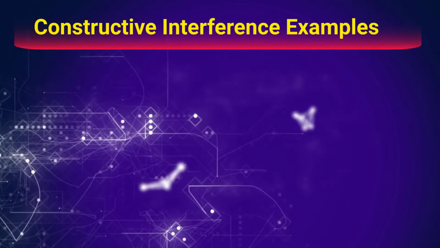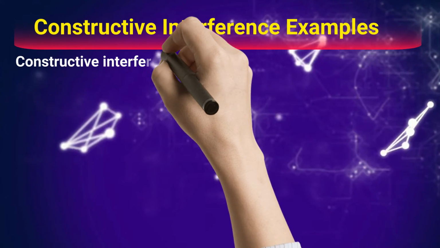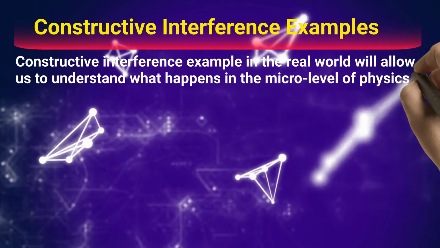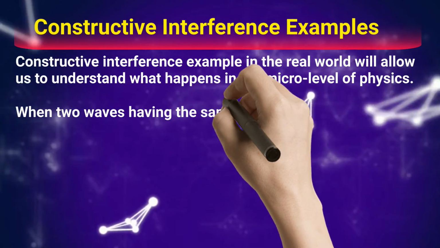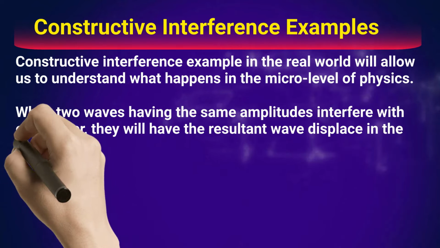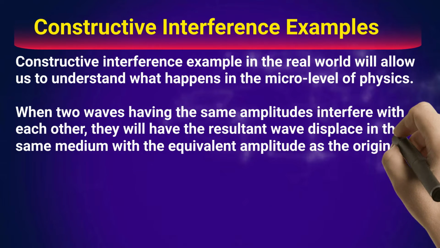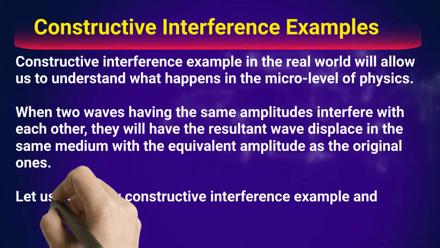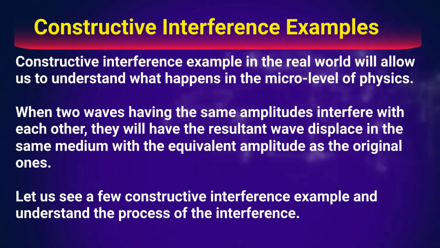Let's start with the objectives of this tutorial. Constructive interference examples in the real world will allow us to understand what happens at the micro level of physics. When two waves having the same amplitudes interfere with each other, they will have the resultant wave displaced in the same medium with the equivalent amplitude as the original ones. Let us see a few constructive interference examples and understand the process of the interference.